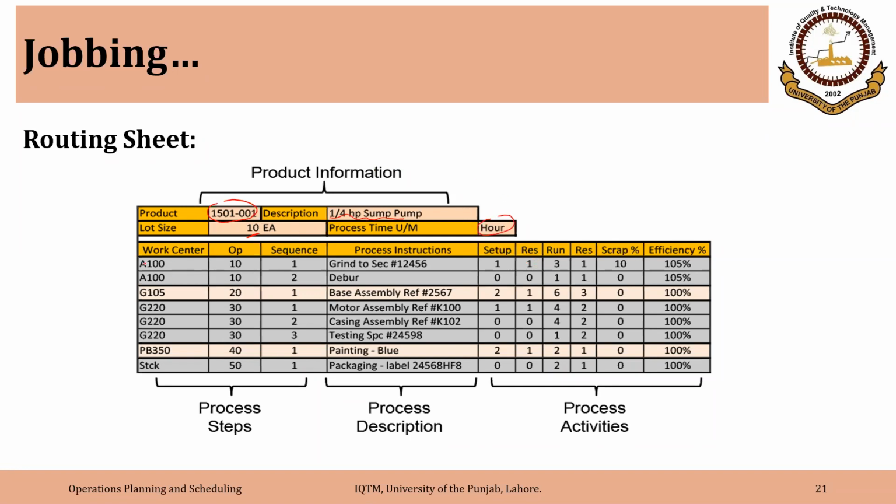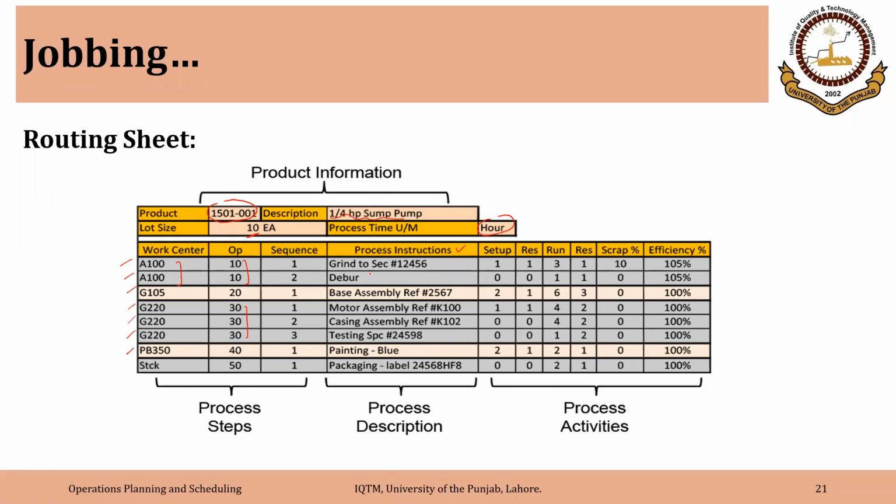And you could see the sequence of work centers that will be used to make this pump, and the operations that will be performed at each work center. So you could see that 2 operations are performed at work center A100, and 3 operations are performed at work center G220, and so on. And then you could have some details about the process or process instructions.